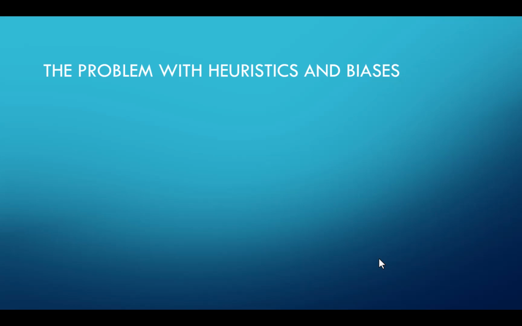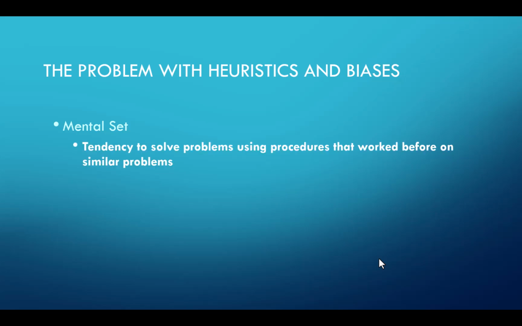So again, while these heuristics and biases help us make quick decisions, they are not without their limitations. They can often keep us from thinking critically. These heuristics and biases are often so ingrained in our thinking that we don't realize that we're affected by them. And they can keep us from using other skills we have in front of us to actually solve the problem at hand. So a mental set is the tendency to try and solve a new problem by using procedures you've used in the past.